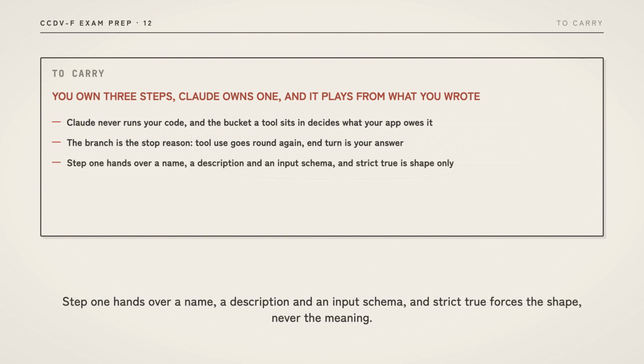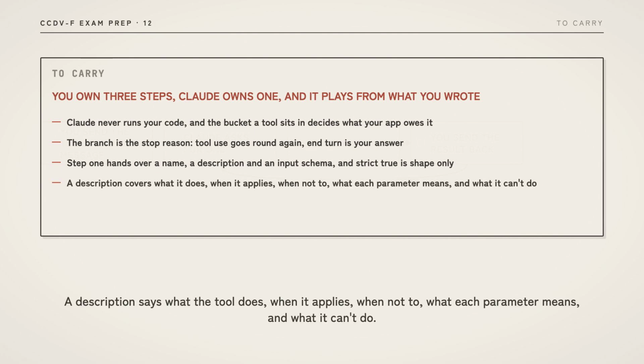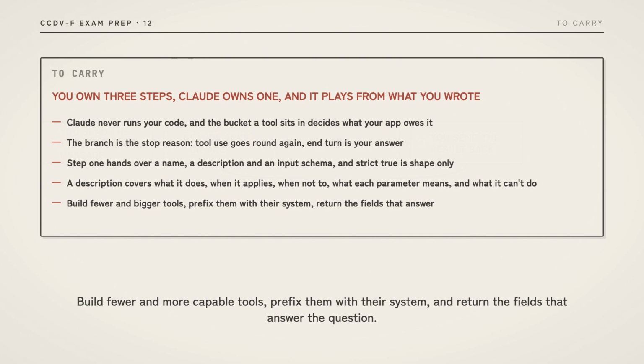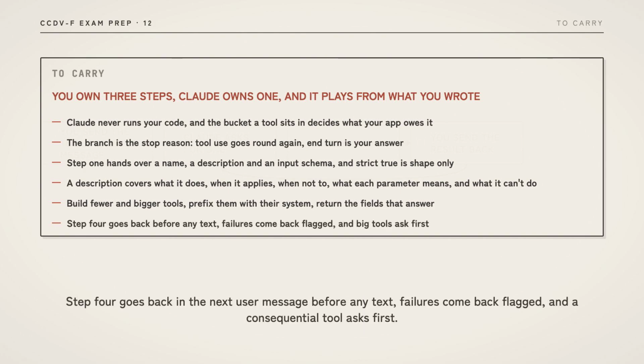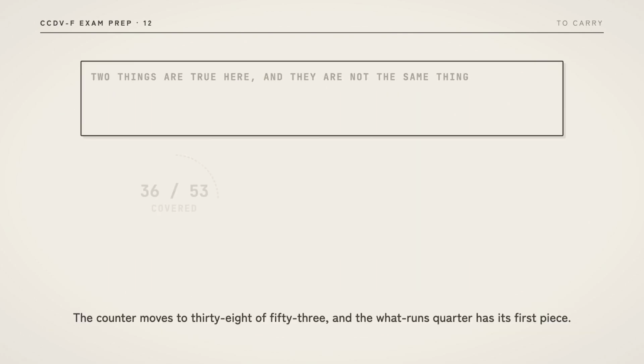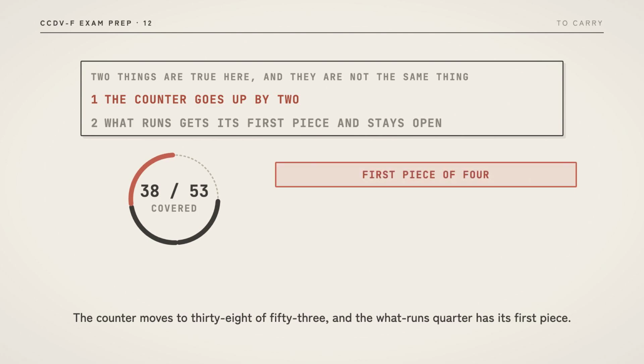Step 1 hands over a name, a description, and an input schema, and strict true forces the shape, never the meaning. A description says what the tool does, when it applies, when not to, what each parameter means, and what it can't do. Build fewer and more capable tools, prefix them with their system, and return the fields that answer the question. Step 4 goes back in the next user message before any text. Failures come back flagged, and a consequential tool asks first. The counter moves to 38 of 53, and the what runs quarter has its first piece.